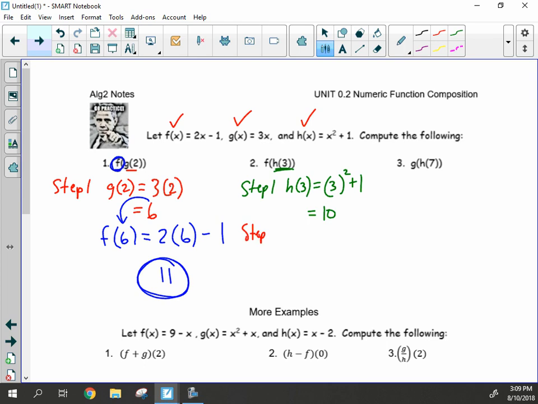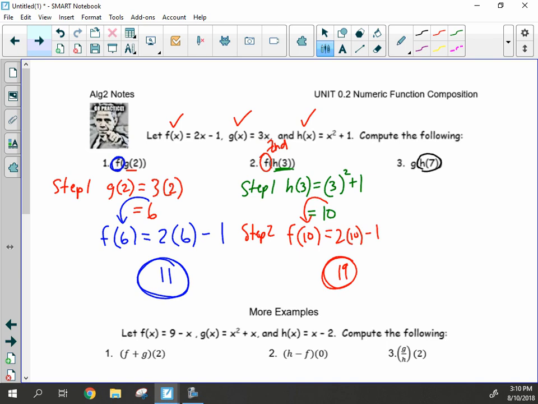Step 2 is to actually plug that in to the second problem. That's our second problem right there. So the F problem, we want to put the 10 inside of it. So the F problem says 2 times parentheses minus 1. So we put the 10 inside. So we end up with 19. That's our final answer.